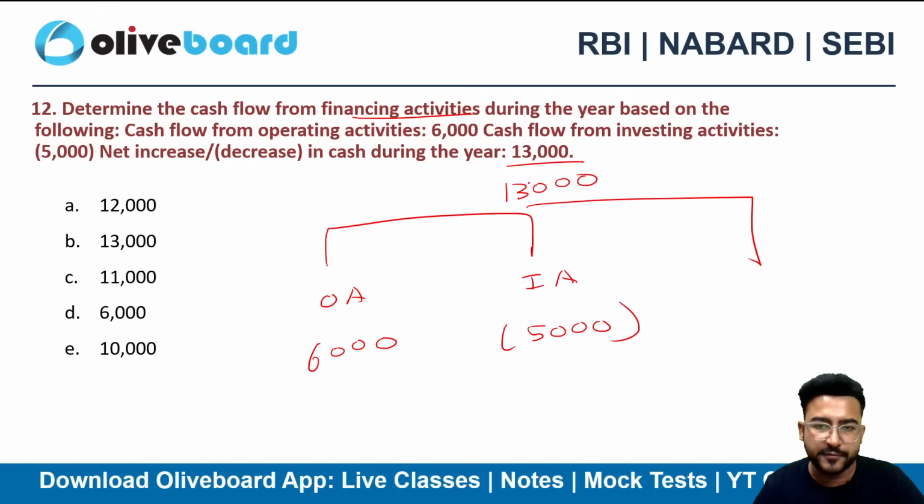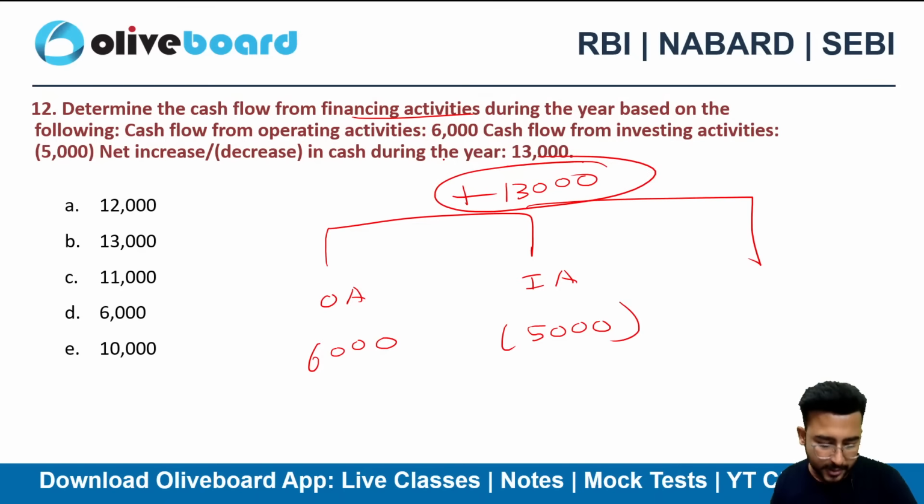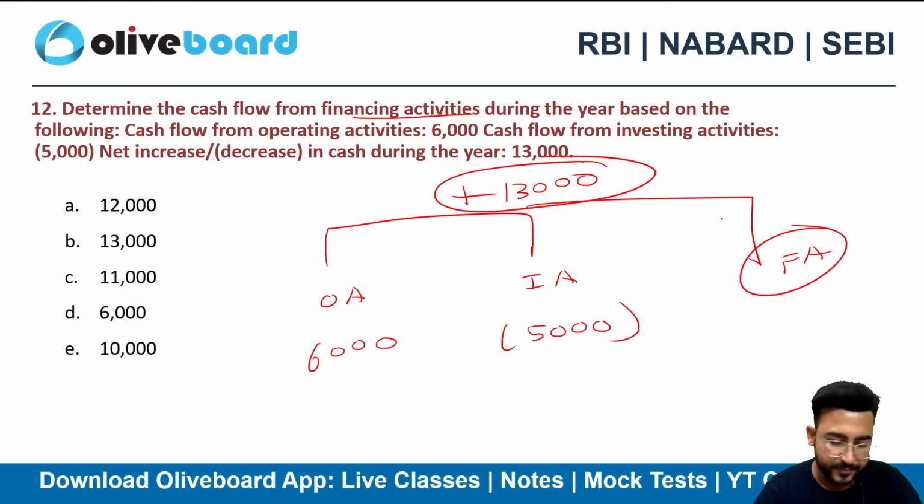There was an increase of cash on totality basis of 13,000. There was a net increase of 13,000. So what will be the cash inflow or outflow as per the financing activity? Any idea about this one?